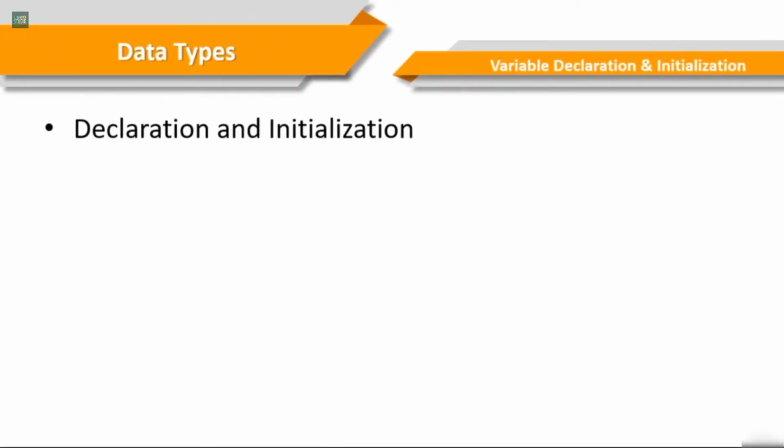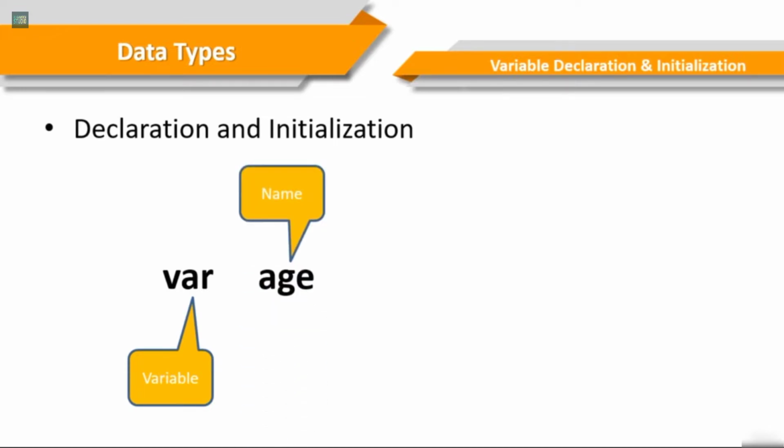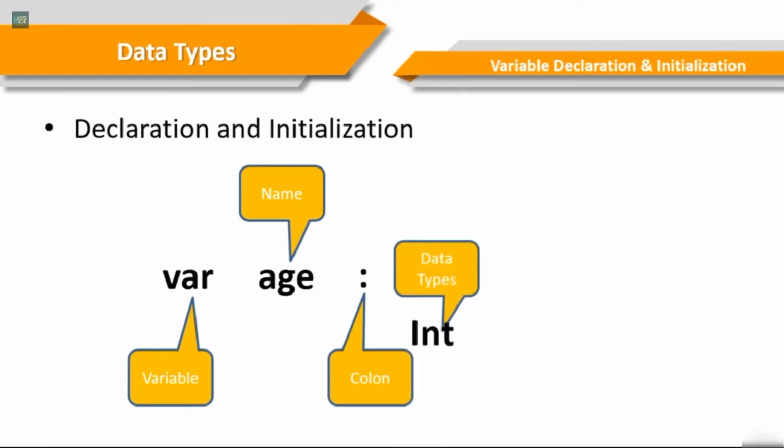All right, so when defining data types in Kotlin, we've got to first specify the variable type. Then we write the name of the variable that you're going to create. So in this example, the name of the variable is age. Then we have to specify the data type after putting in a colon. So in this example, the data type is integer.